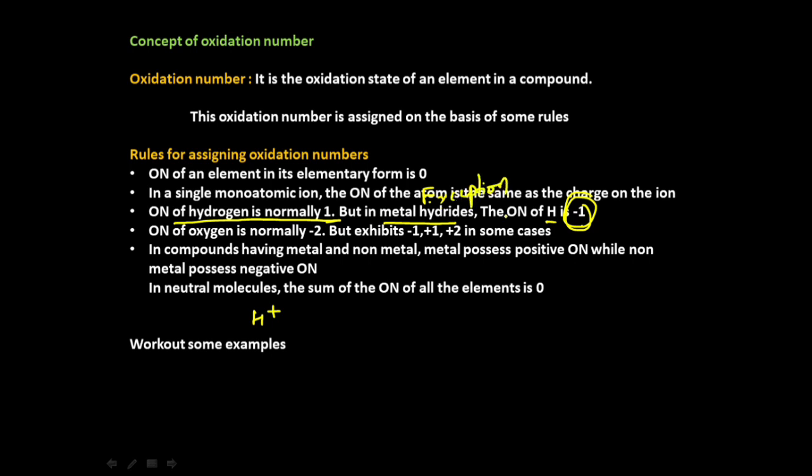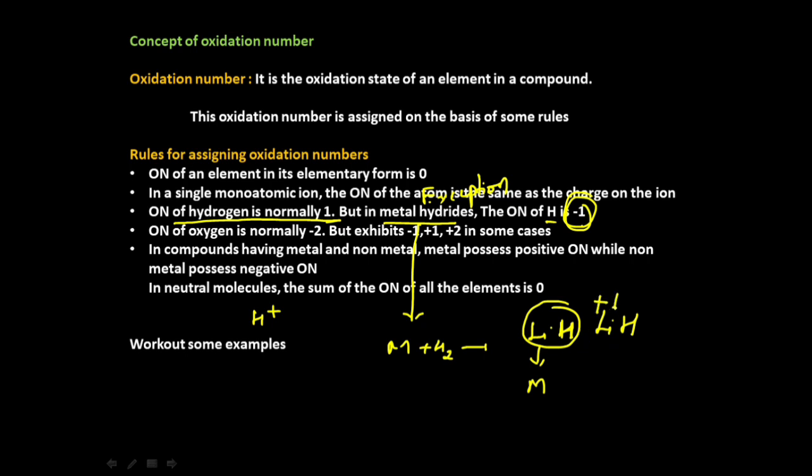Exception. What do we mean by metal hydrides? Metal hydrides means metal in combination with hydrogen. For example, lithium hydride, LiH, is a metal hydride because lithium is a metal and this is hydrogen. So a combination of metal and hydrogen is nothing but a metal hydride. In this case, since lithium is highly electropositive in nature and it is an s-block element, lithium will possess +1 charge.